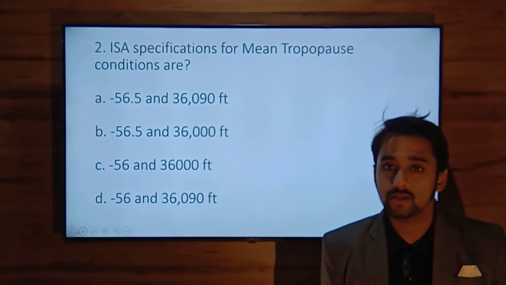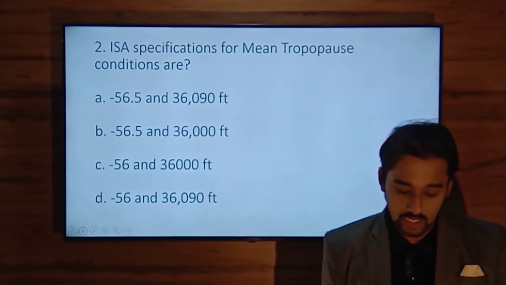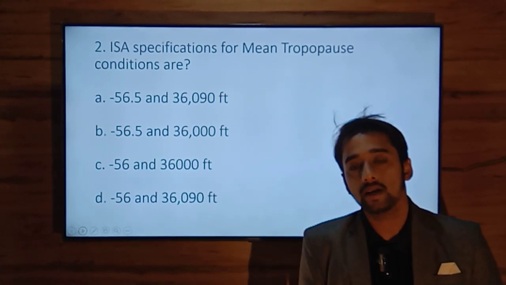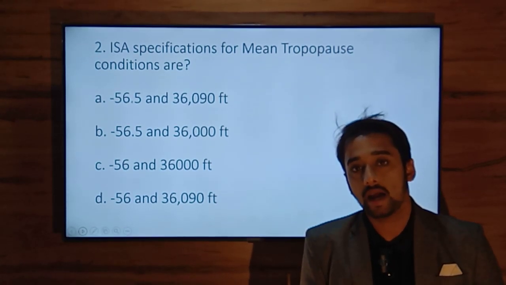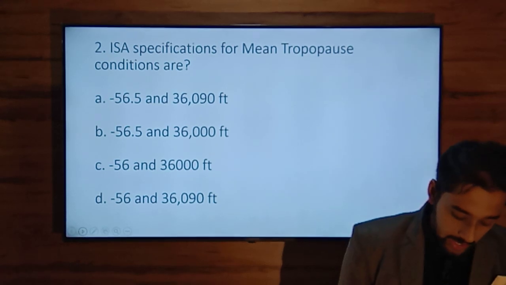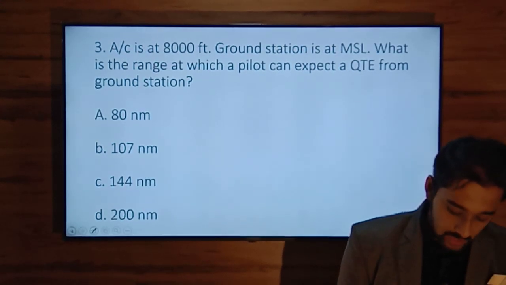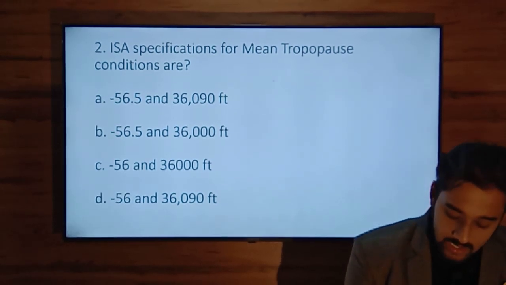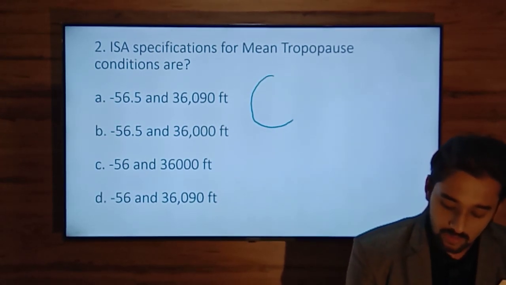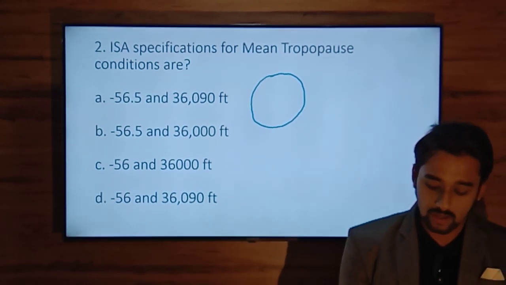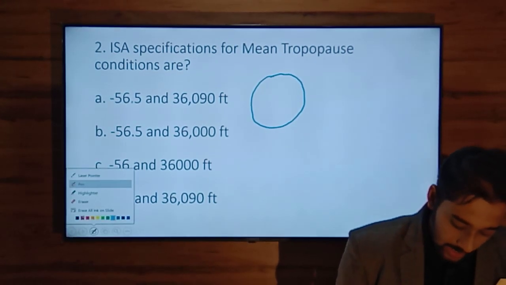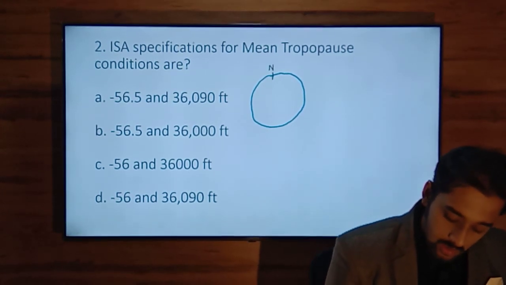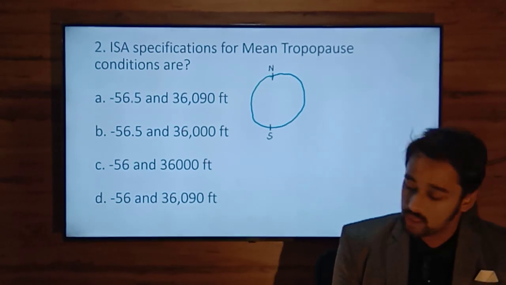ISA specifications for mean tropopause conditions are what? So according to ISA, what is the mean temperature and height of tropopause? So according to ISA, so here you can see, let's take, this is our earth. Over here you have your north pole. Over here you have your south pole.